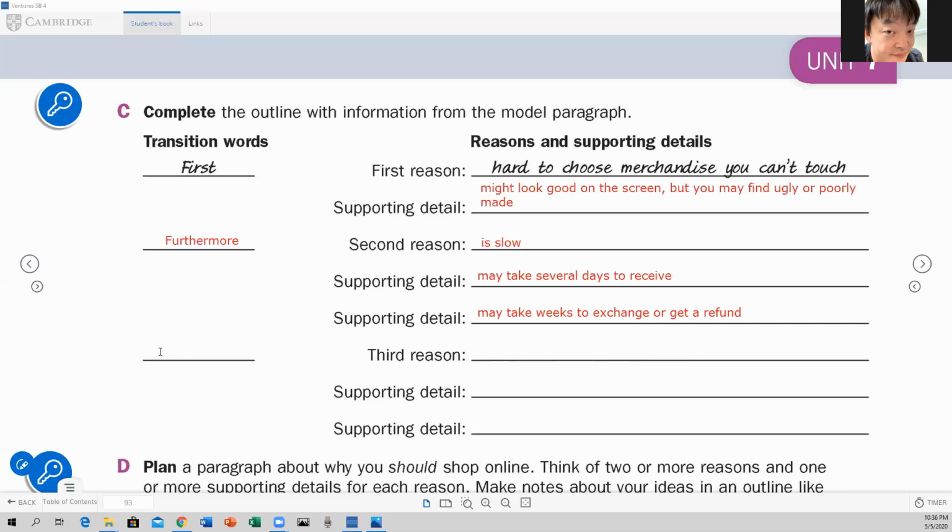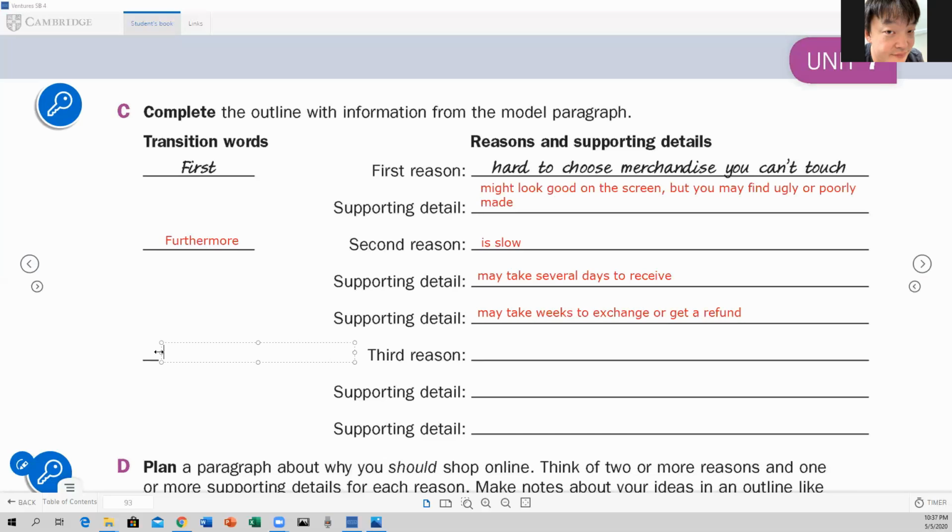But anyways, do you have any questions? If you have any questions, do let me know. Come to me and I'll be very happy to answer your questions, okay? But don't be shy in asking questions. So third reason, what is the transition word that the person uses?